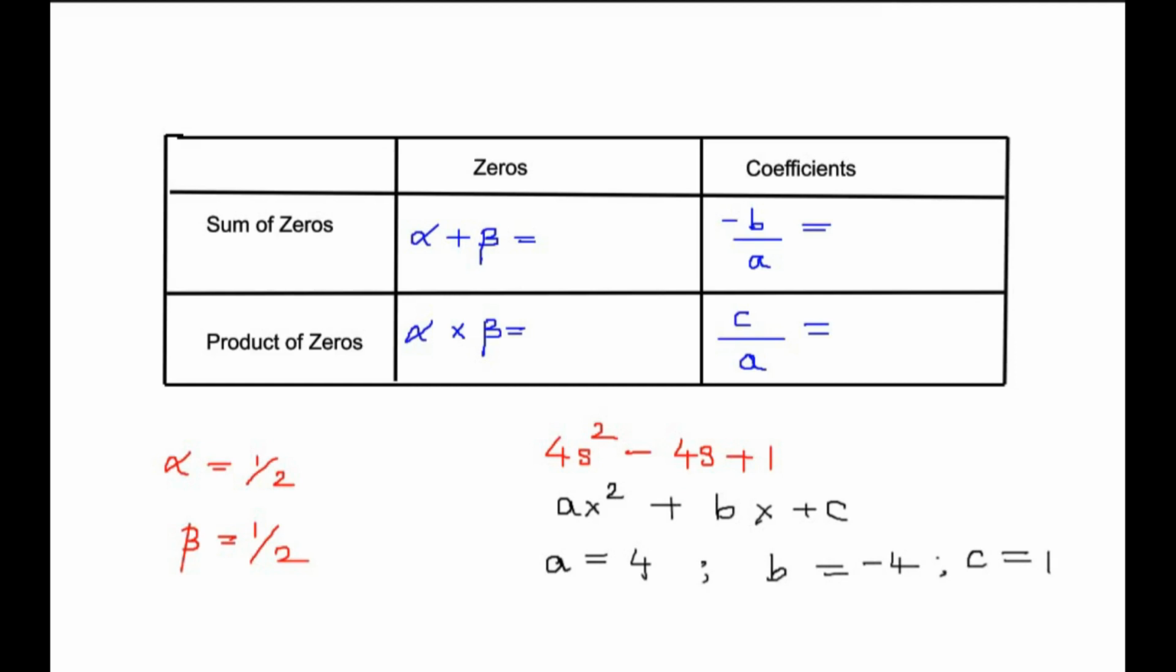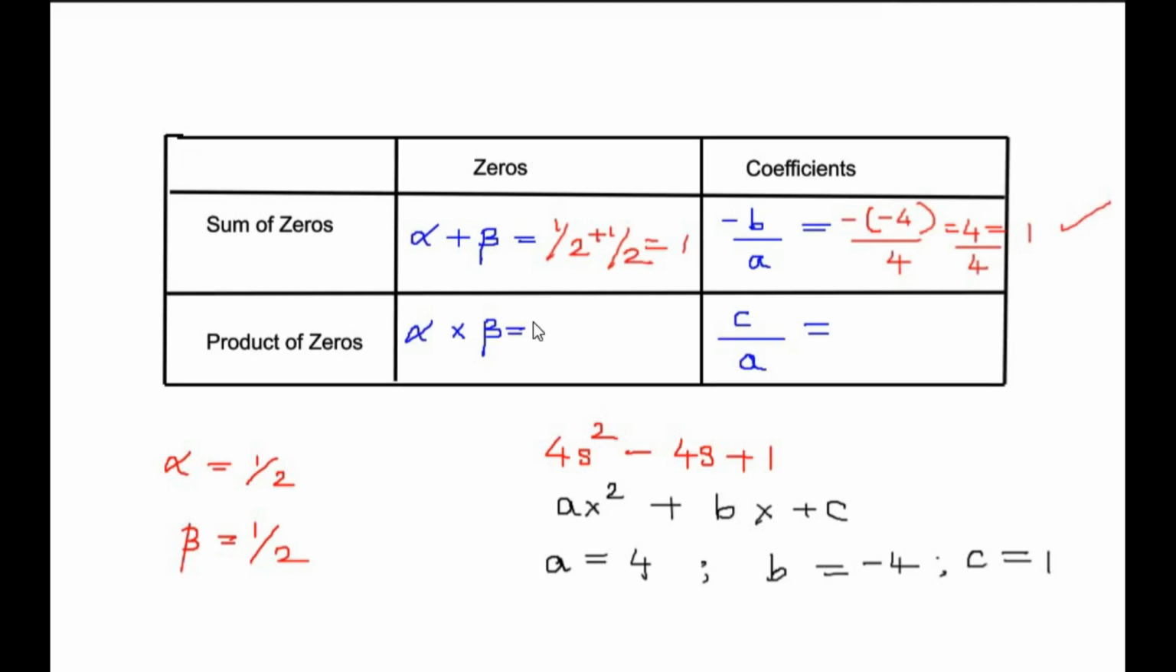So let us substitute over here. Alpha plus beta we have 1/2 plus 1/2. So we get it as 1. And here it is -b over a. So we have b as -4. So it becomes negative of -4 over a, which is 4 again. So this becomes +4 over +4. 4 and 4 divide each other, giving you 1. So it is confirmed that the zeros and the coefficients are the same for the sum of zeros.